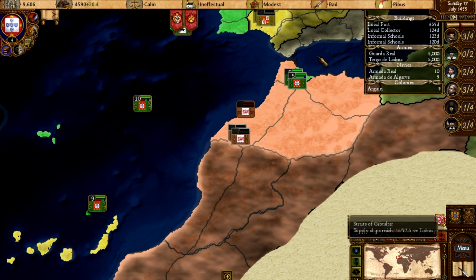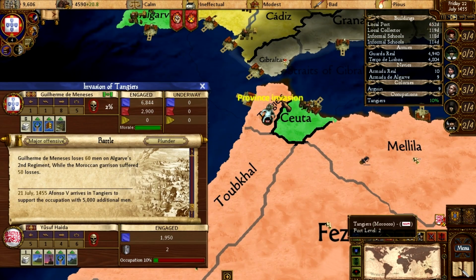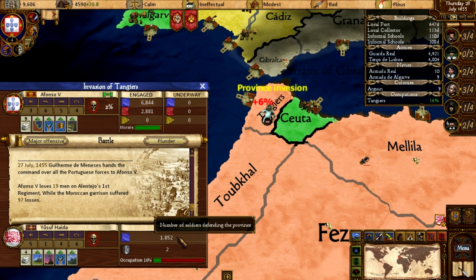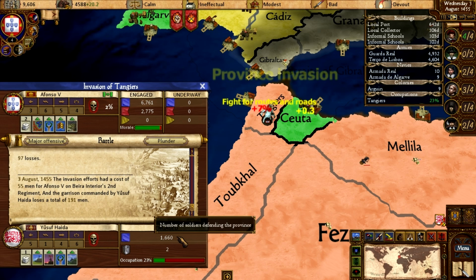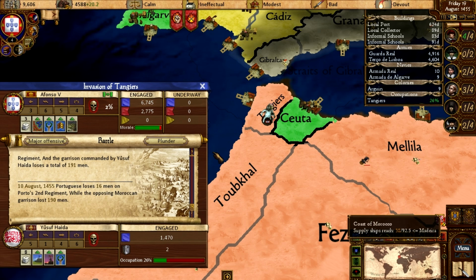So I'm just going to slow the game down, and I'm going to move to Tangier, and the provincial invasion started. So as you can see, I brought 10,000 men against a garrison of 2,000 men. That is 5 times more than their defenses, and usually you should try to bring at least 3 times the size of the garrison. So if you want to conquer a garrison with the size of 2,000, you need armies with a total size of 6,000 men. Here I have 10,000, so this will be more than enough to capture the province.